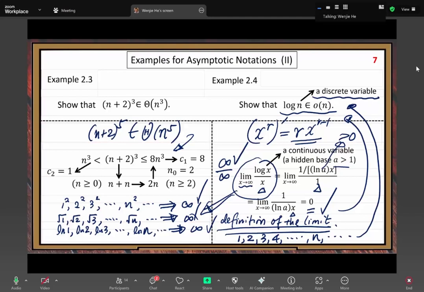And by the definition of the limit, the limit is the same along this sequence, and that limit is the discrete version of the limit. So that's the argument we can use to bridge the gap between the continuous variable version and the discrete variable version. So those are my comments for the last step.